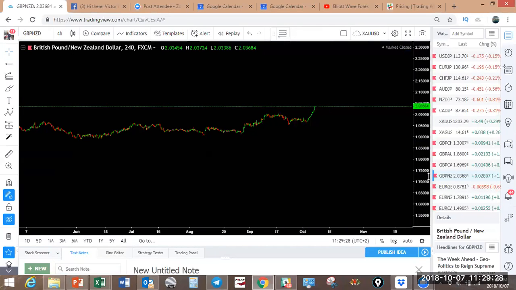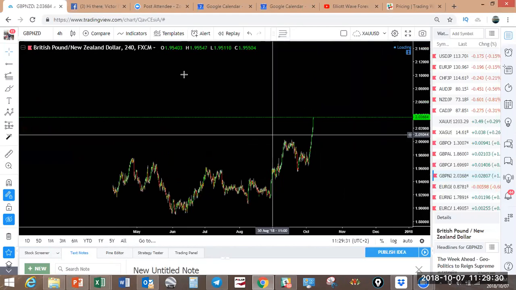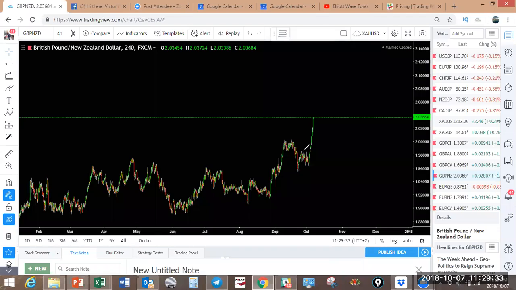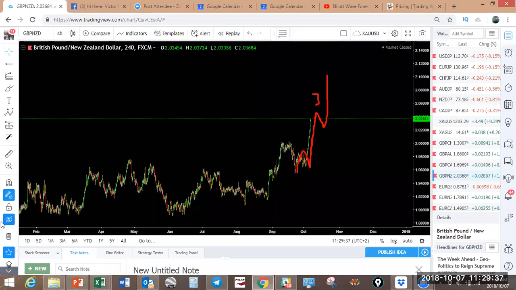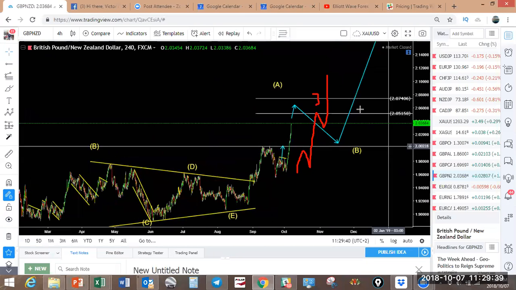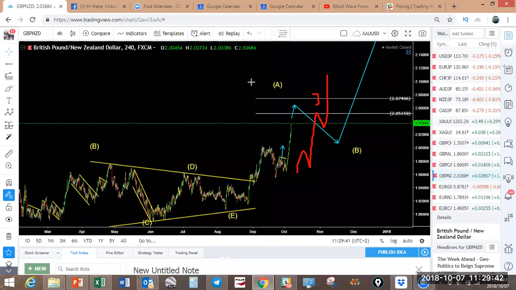In the 4 hour, we're looking for it to just go to the blue box. It looks like it has made a 5-wave move. This is a 1, this is 2. We're looking for this one to go for a wave 3, a 4, and then a 5 to complete. Okay, so wait for the corrective structure.